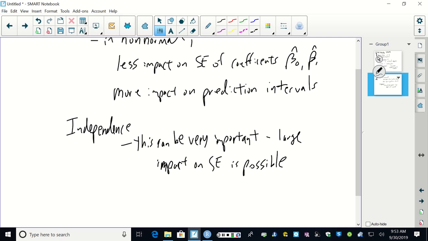So how do we tell about these different things? Well, for some things, like independence, you're going to need to know something about the data collection process. What units actually are being measured, how were they measured, how were the data collected, is there something that you need to be aware of? So how do you check these things?